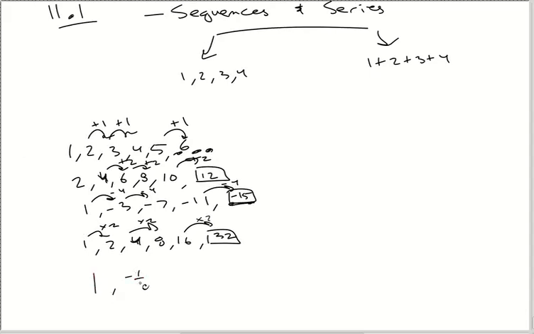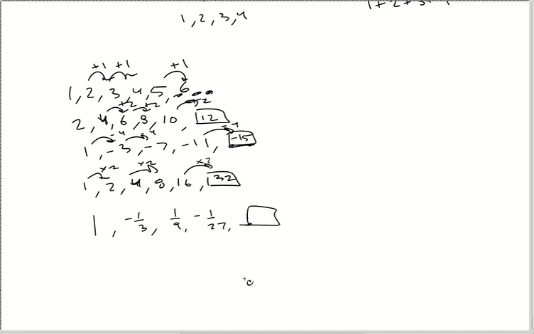1, negative 1/3, positive 1/9, negative 1 over 27. What is that next number? A little different here. Notice the positive, negative, positive, negative pattern. Also notice that it's the denominator that keeps growing. In fact, what you're doing is multiplying by a negative 1/3 each time, so two negatives will make a positive, and so on. 1 over 81 would be your answer there.